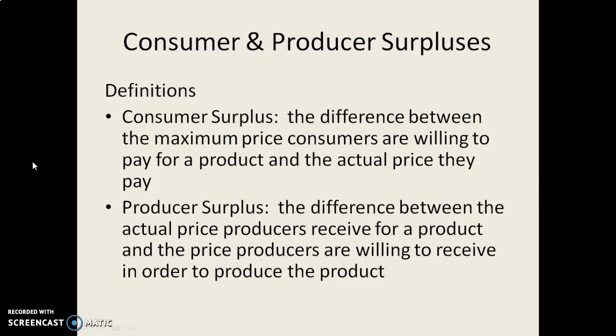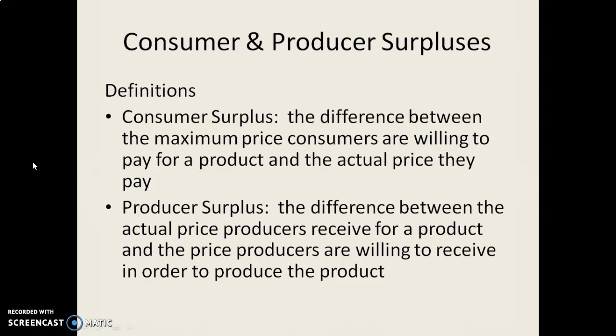And then we also have the producer surplus, which is the difference between the actual price producers receive for a product and the price that producers are willing to receive in order to produce the product. So if I'm willing to produce a product for an amount of money that is less than equilibrium, then that would be generating a producer surplus.